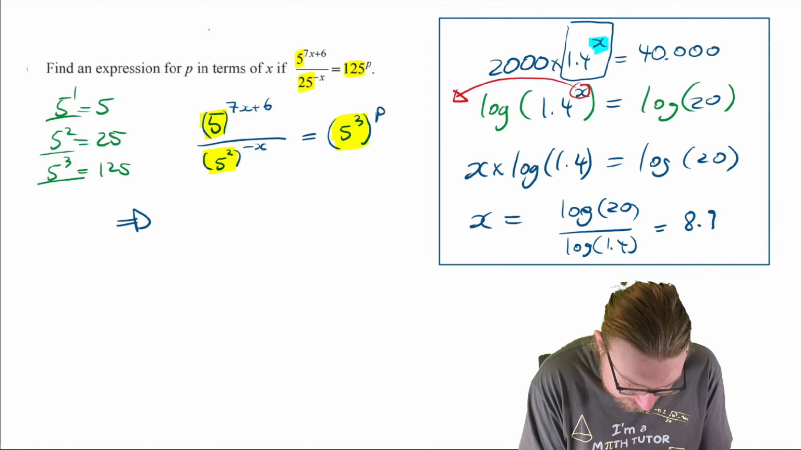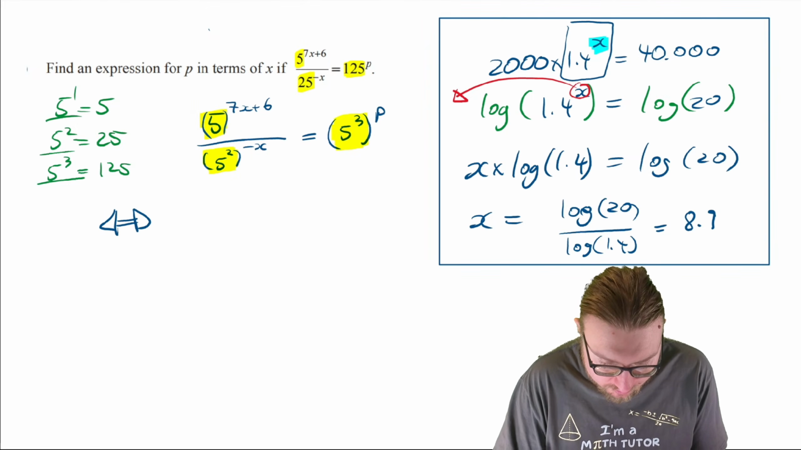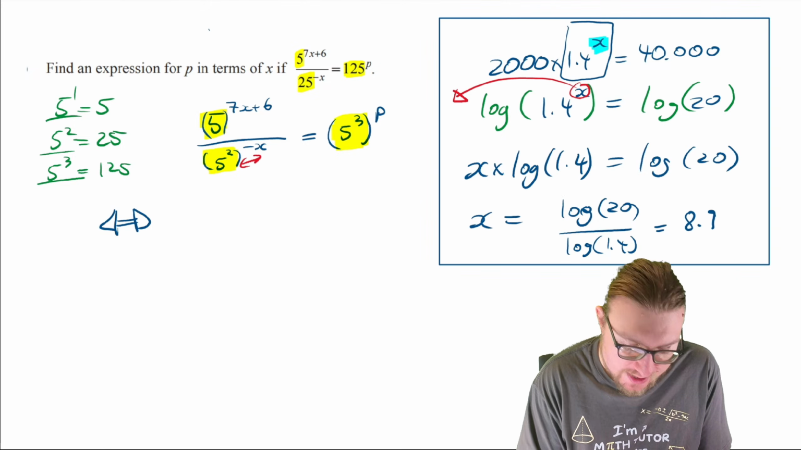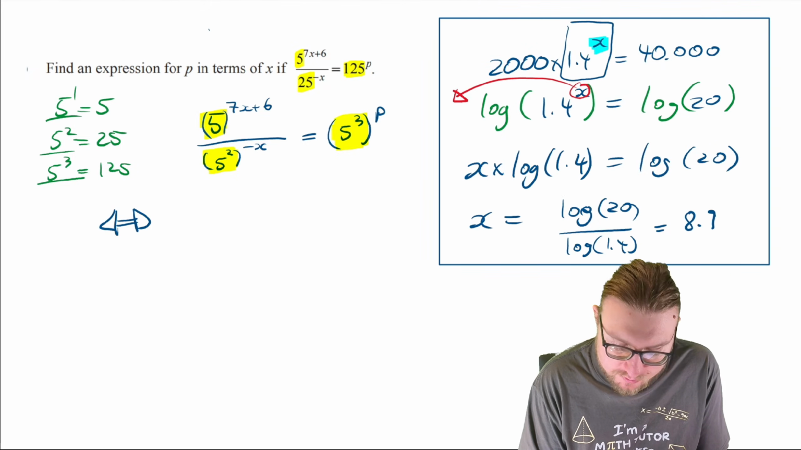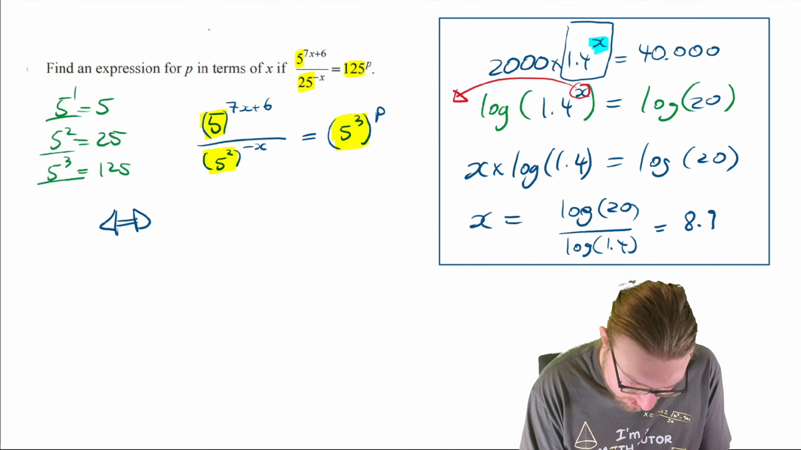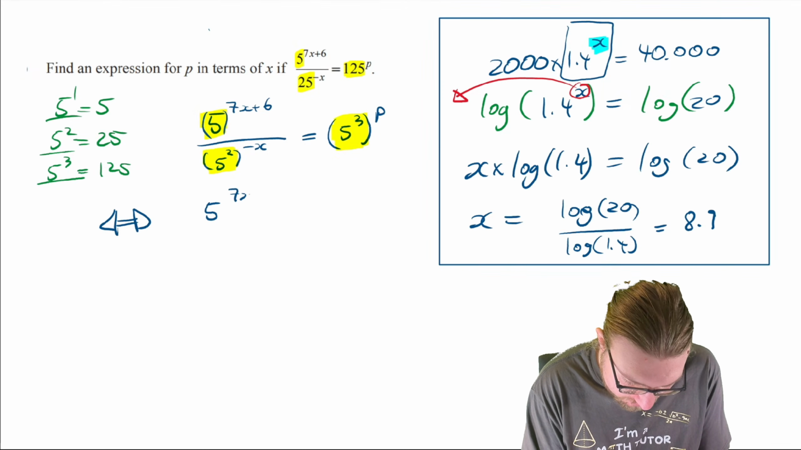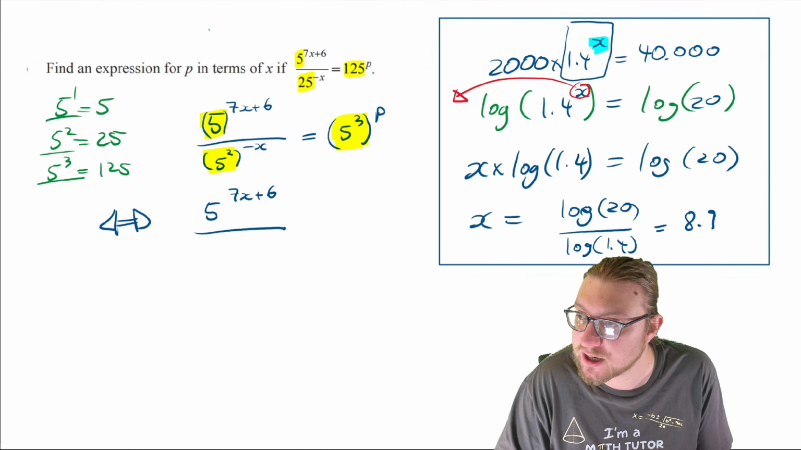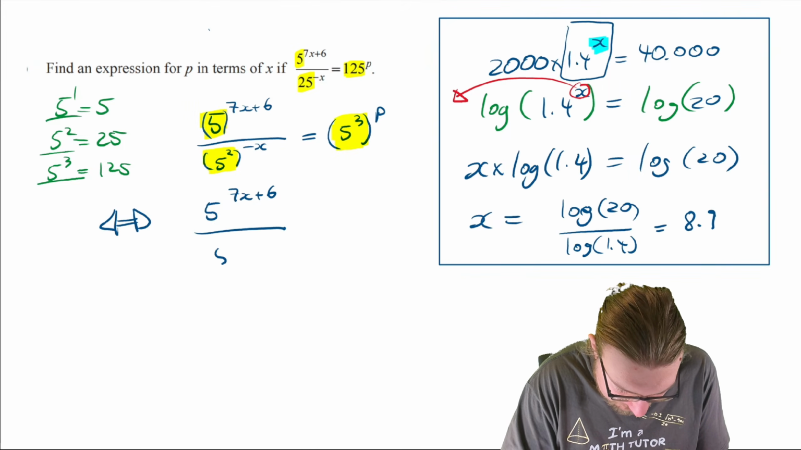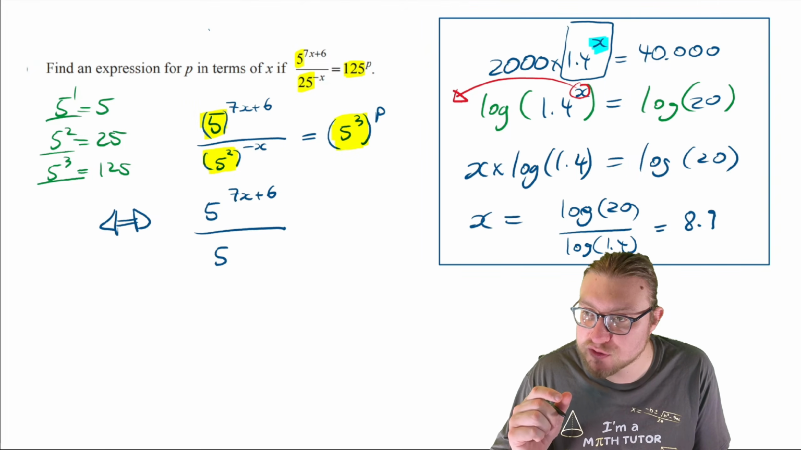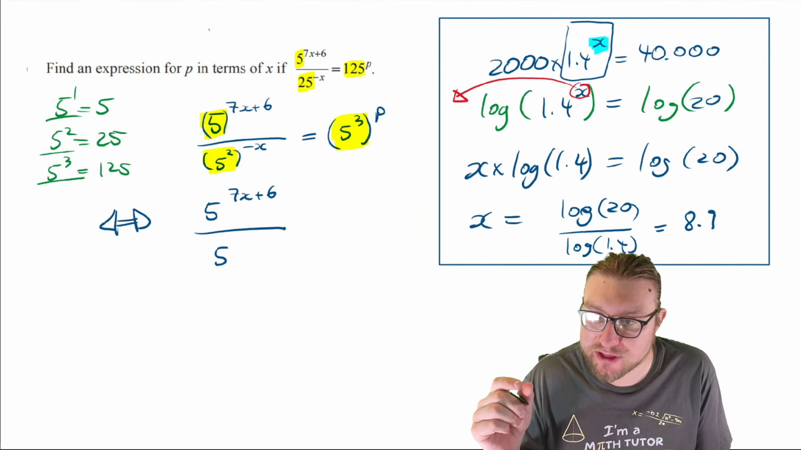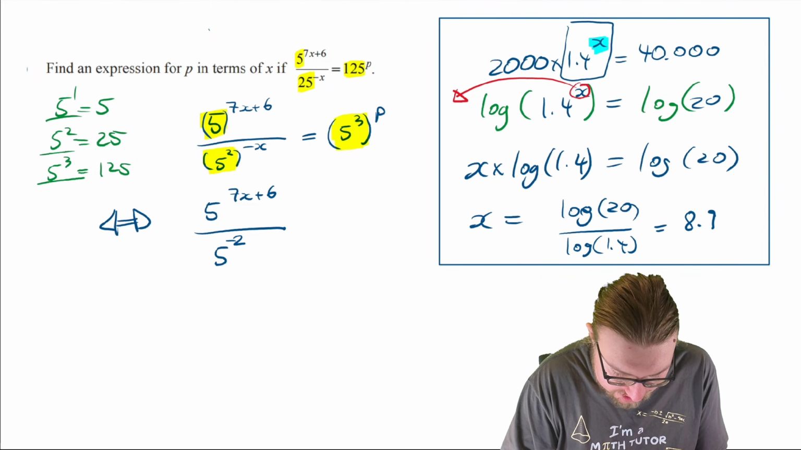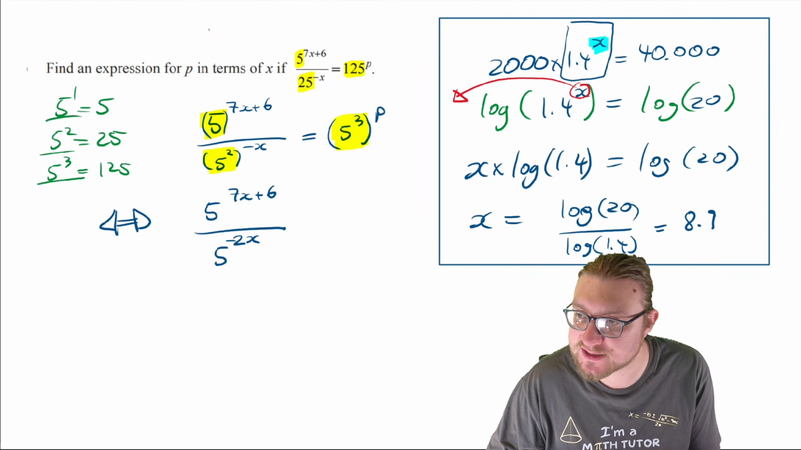Okay, so what is the next step here? Well, we're going to use the laws for the indices that we had last time. If we have a power to a power, we multiply them. So we're going to get 5 to the power of 7x plus 6. And in the denominator, we're going to get 5 to the power of, and now 2 is multiplied with everything in the power. So 2 times negative x, which is going to be negative 2x.